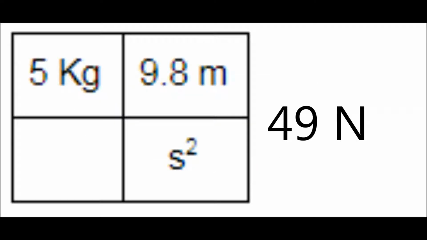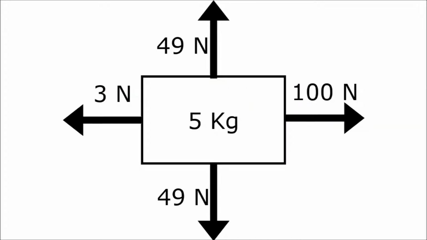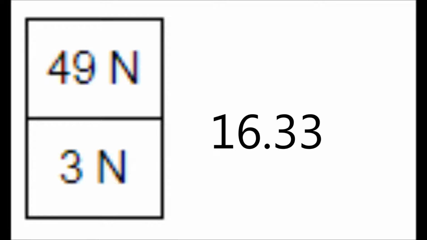Next, we must find the total force acting upon the box due to gravity. To do this, we take the weight of the box, 5 kilograms, and multiply it by 9.8 meters per second. This gives us 49 newtons, both the force acting upon the box due to gravity and the normal force. Next, we take the normal force and divide it by the force of friction. This gives us a coefficient of friction of 16.33.